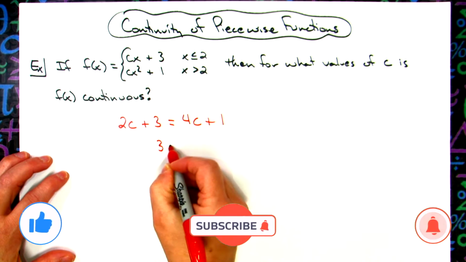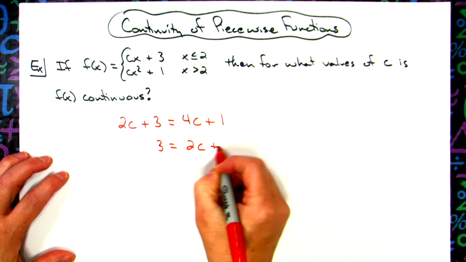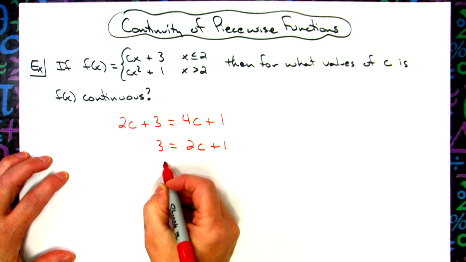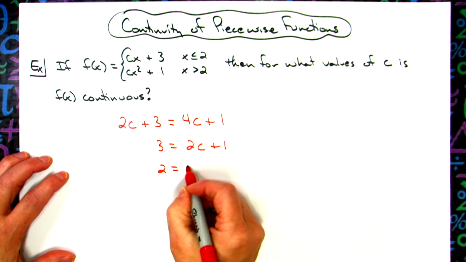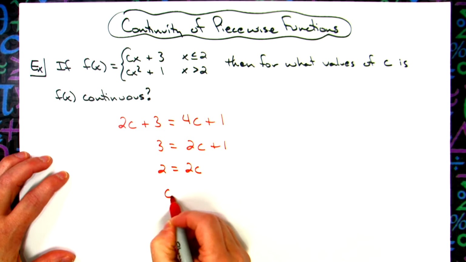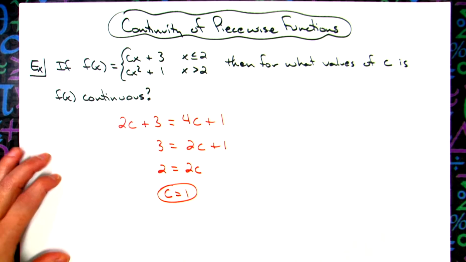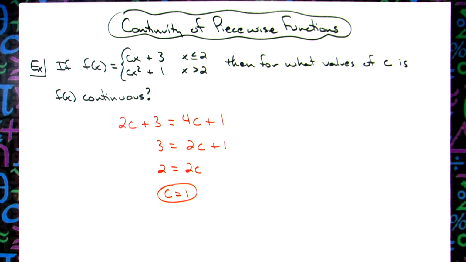from both sides of the equation. We're going to have 2c plus 1. Go ahead and subtract 1 from both sides of the equation. We'll have 2 equal to 2c, so then c is equal to 1. So a pretty straightforward algebra process there to finding a value for c that makes the piecewise function continuous.